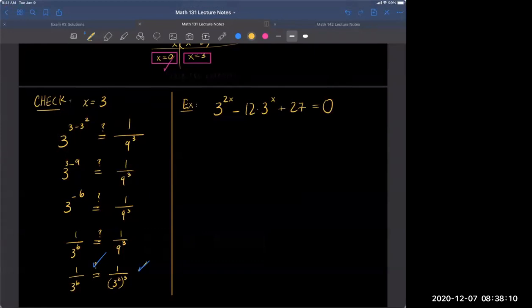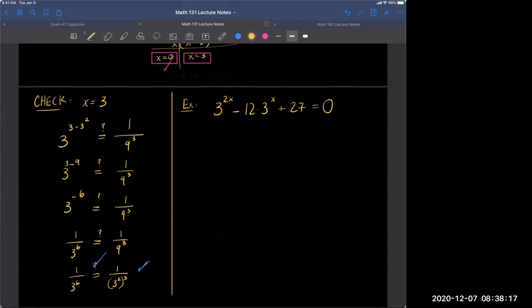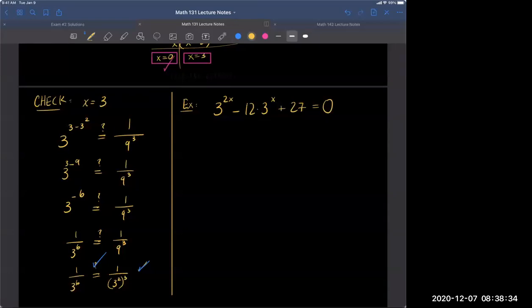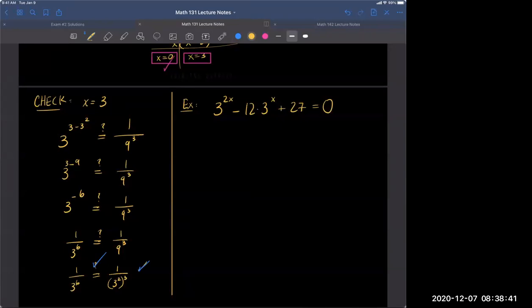We run away. Wouldn't you have to rewrite it? How do I rewrite it? So you have to get all of the same bases. They're all multiples of 3. So you're going to have to write the 12 as 3 to the power of, I don't really know. 12 is a multiple, but not a power of 3. That's a big difference. 12 is 3 times 4, but you can't write 12 as 3 raised to some power only. 27 you can.